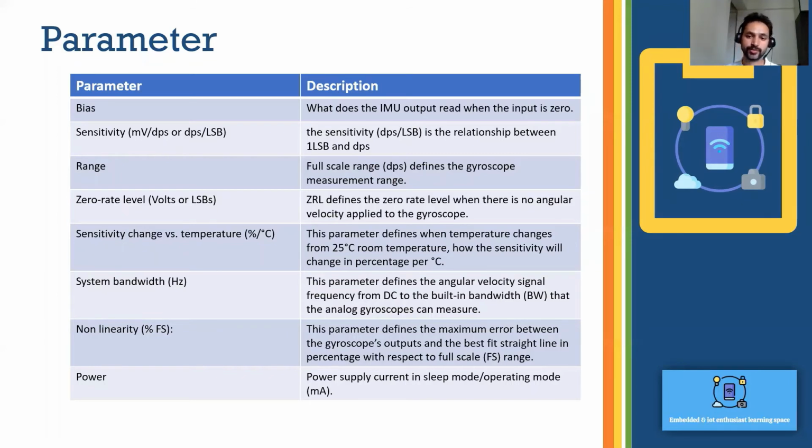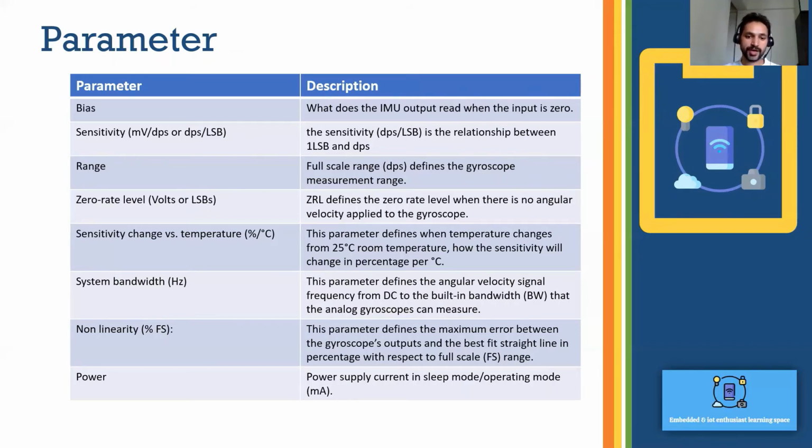If you are having a low pass filter, based on the bandwidth we can design things, and based on the bandwidth we can set the sampling rate. And another thing is the non-linearity. It defines the maximum error between the gyroscope output and the best fit straight line, as a percentage with respect to the full scale range. If there is more non-linearity, that is something we should avoid. So we need to select the one which has less non-linearity, or is more linear.